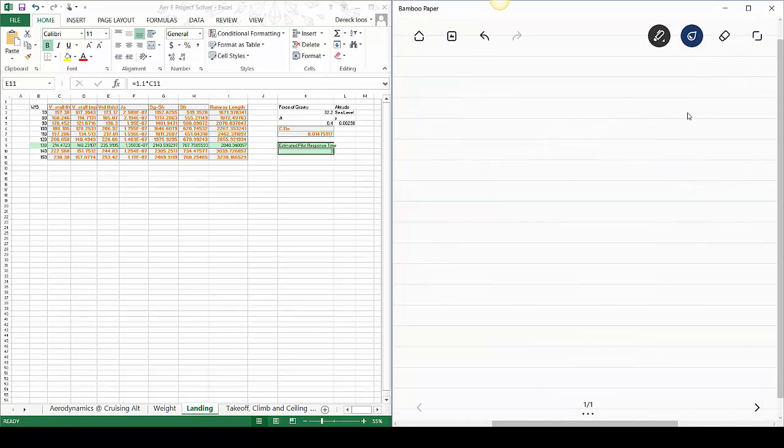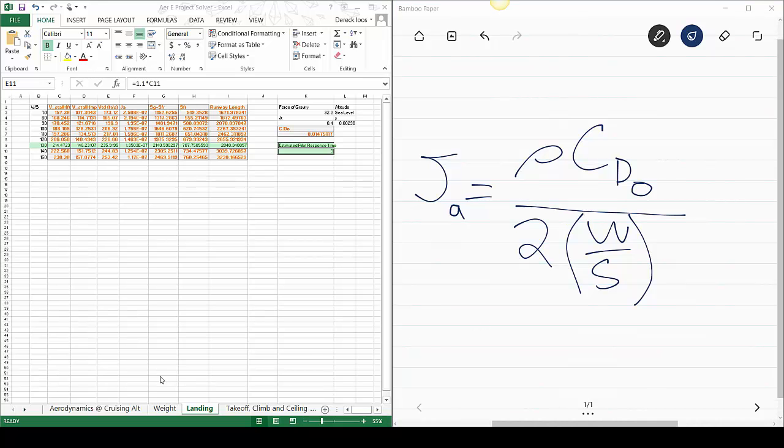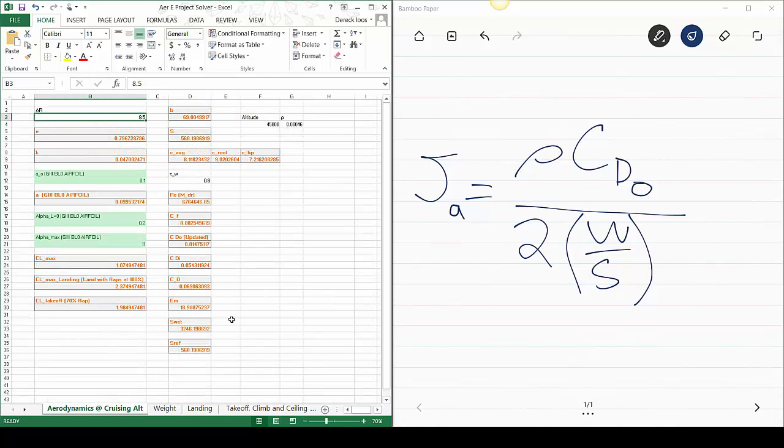Now let's keep moving and solve for JA, which is going to be equal to rho times CD naught, which is the base drag coefficient, over 2 times W over S. And just like before, since we don't have a value of CD0 yet, we're going to start by estimating it at 0.02. As you can see here, mine's already been solved for. That's why I put a note here saying updated. You might want to put a note to yourselves saying that you need to update it later, but start with 0.02 for your value of CD0.